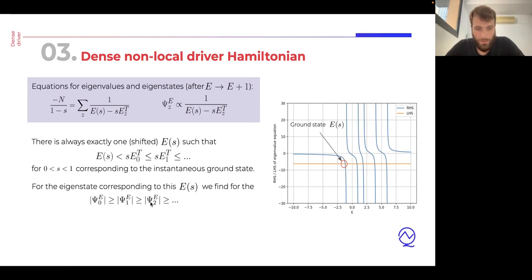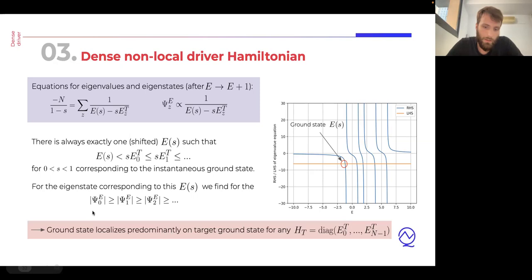This basically means that the ground state is either delocalized, so all these amplitudes are relatively equal with a slightly larger amplitude on the ground state, or eventually the system will localize if we tune S, but then it will localize mainly on the target ground state. That's the conclusion we can draw from this analysis: the ground state localizes predominantly on the ground state of the target Hamiltonian.